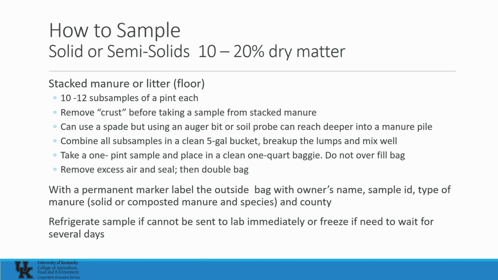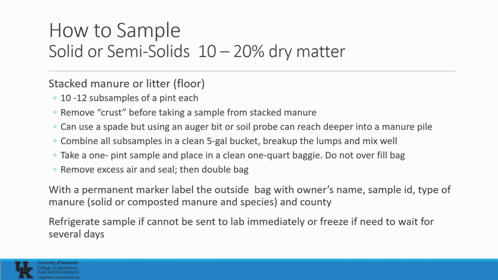And we're going to take some from the top, some from the side, some from the bottom, all over this manure pile. Once we get all our 12 subsamples taken, we're going to mix well in the clean 5-gallon bucket. We're going to break up the clumps, and then we're going to take 1 pint sample from that well-mixed subsample set. We don't want to overfill the bag.